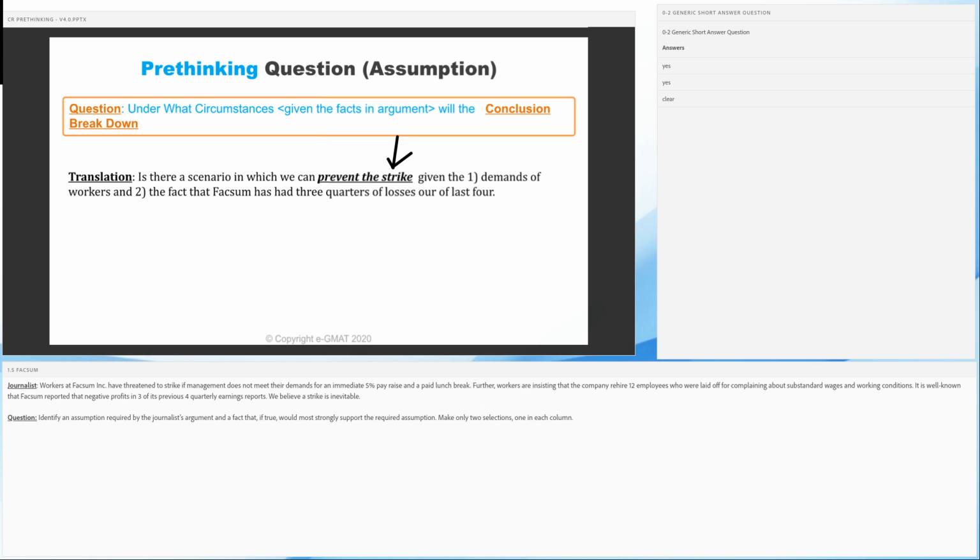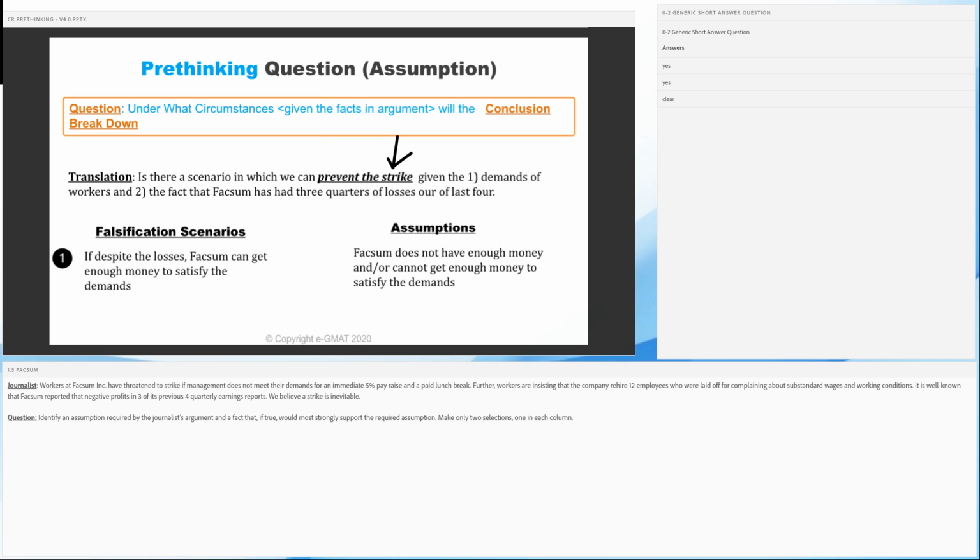Now, how can we prevent the strike given the demands of workers and given that Faxum is 3/4? Okay, there are a few ways. One is, if Faxum can figure out how to get enough money to satisfy these demands, in that case, there won't be a strike. Or if, despite the demands, workers scale back their demands, they really say, hey, we don't care about the demands. So they don't proceed with the threat despite Faxum being unable to meet the demands.